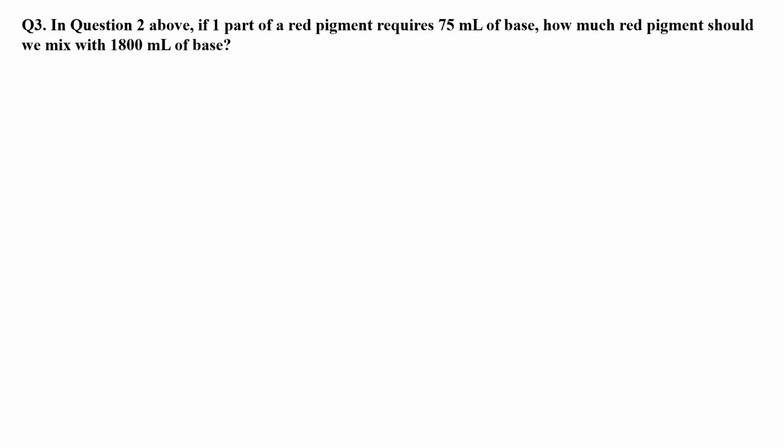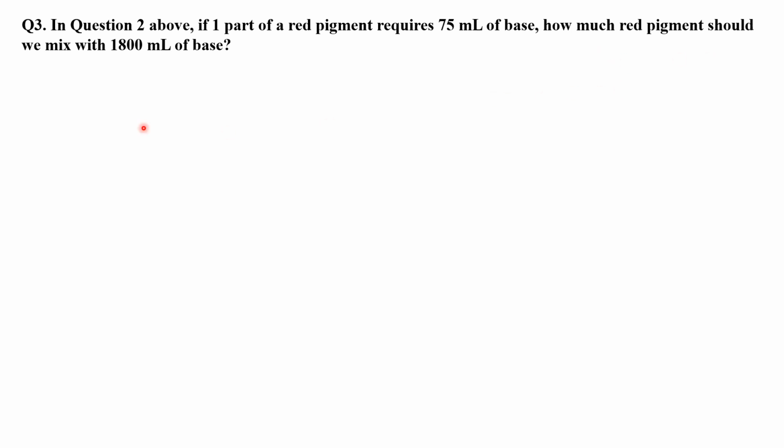Now question number 3. In question 2 above, if one part of a red pigment requires 75 ml of base, how much red pigment should we mix with 1800 ml of base? Now this is a continuation of the second question. Here it is given that one part of a red pigment requires 75 ml of base. In the previous question, both were given in parts only, but here the base is given in milliliters.